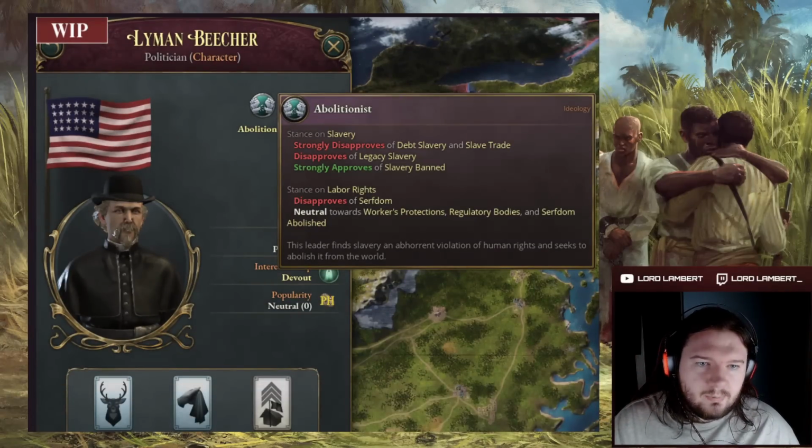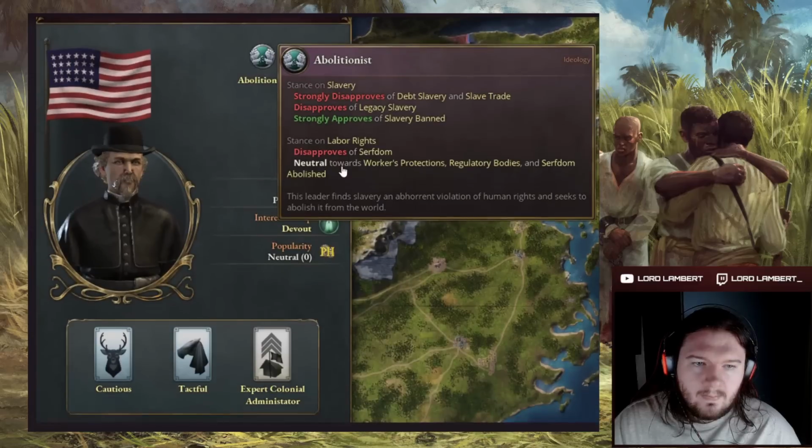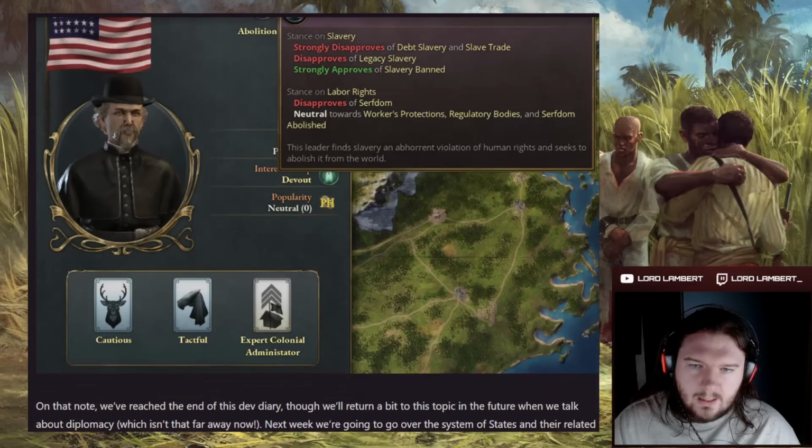And he is an abolitionist, stands on slavery, strongly disapproves of debt slavery and slave trade, disapproves of legacy slavery, and strongly approves of slavery banned. He disapproves of serfdom, neutral towards workers' protections, regulatory bodies, and serfdom abolished. Good for him.